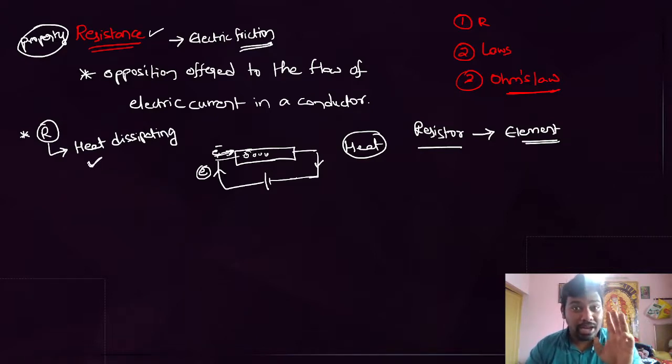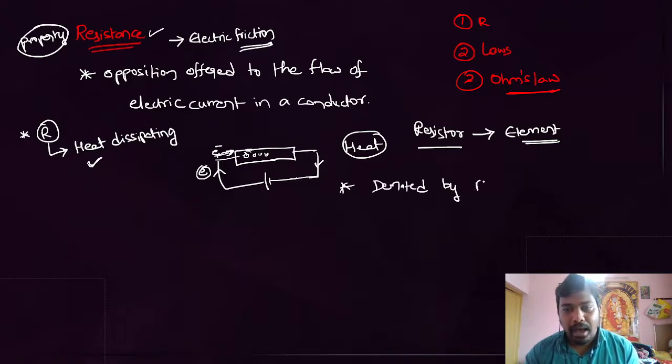So till now we got 2 points. The first point is that resistance is the property which opposes the flow of electric current. Second property is that resistance is a heat dissipating property or heat dissipating element. Right. Now, it is generally denoted by R. Resistance is generally denoted by R, right?